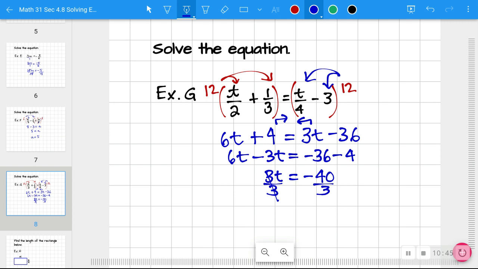Now, I've said earlier that you can leave it as an improper fraction, but if you really insist, you can say, let's see, 3 goes into 40 13 times, and that would be 39. So one more would make it 40.